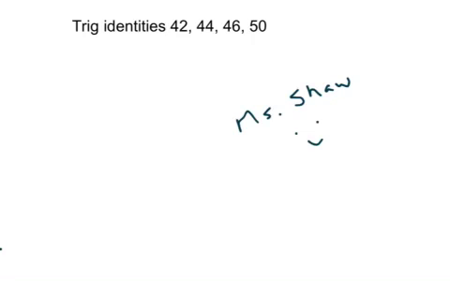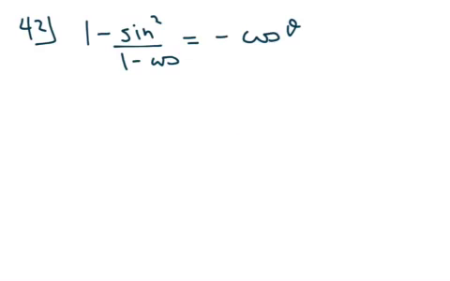Okay, these are trig identities 42, 44, 46, and 50. I'm assuming that you got through to 40 in class with my help. So we'll start on 42.